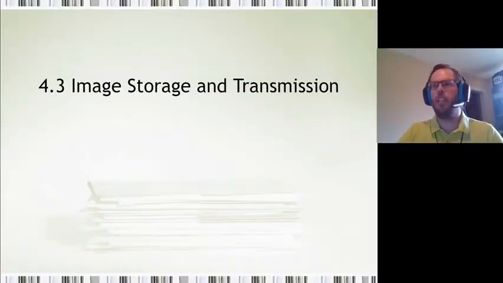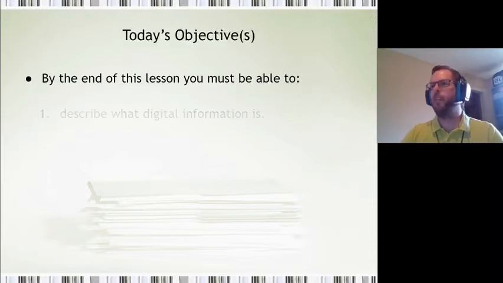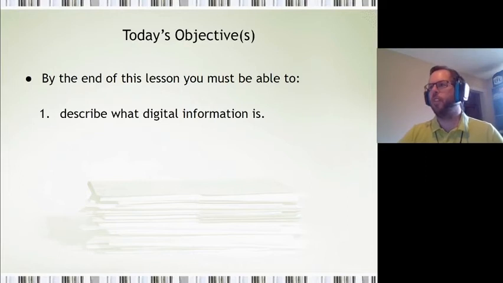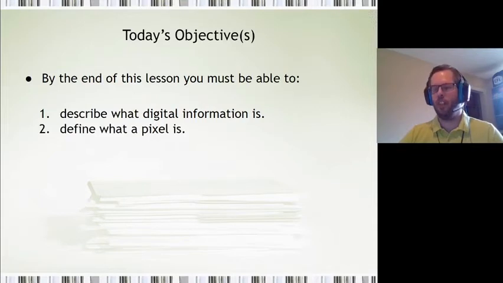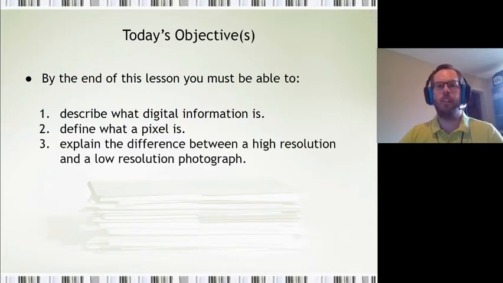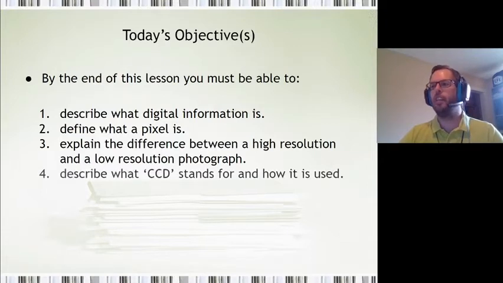And welcome to today's lesson on image storage and transmission. Today we will have four objectives. Number one, describe what digital information is. Number two, define what a pixel is. Number three, explain the difference between a high resolution and a low resolution photograph. And the fourth one, describe what CCD stands for and how it is used.